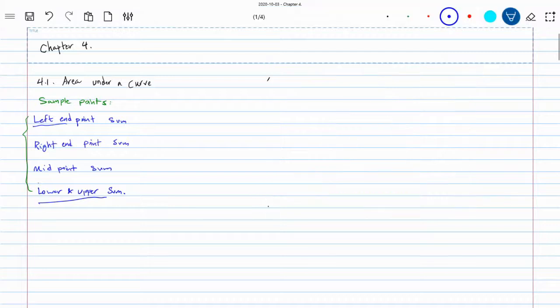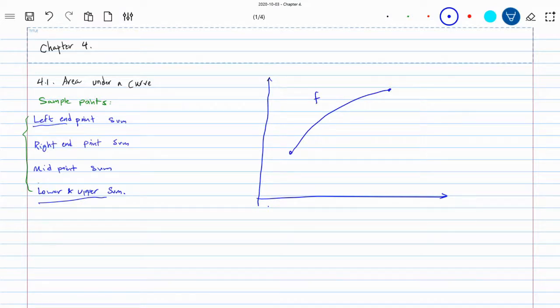So here, let's say you want to calculate the lower and upper sum. Let's say you're given this curve. This is a graph for the function f. And let me change it a bit so you have increasing and decreasing part so you notice the difference.